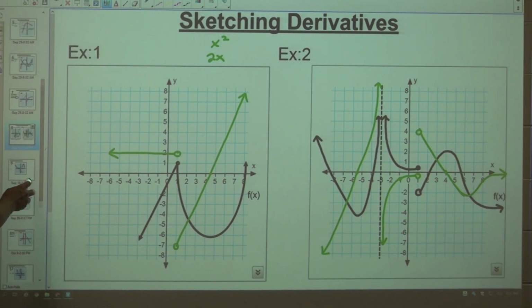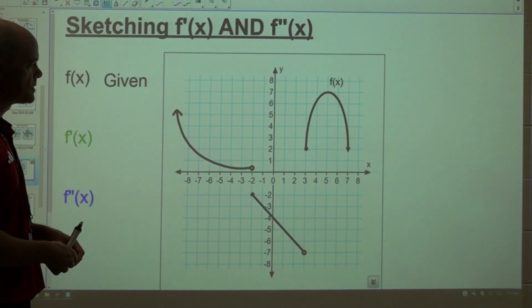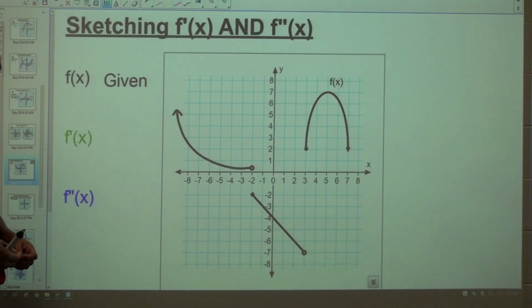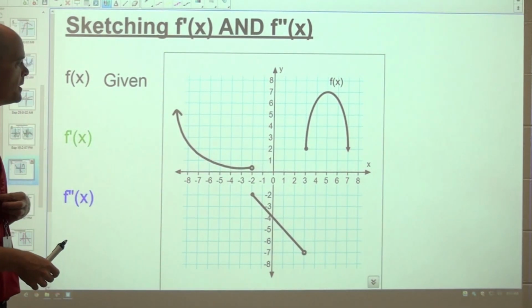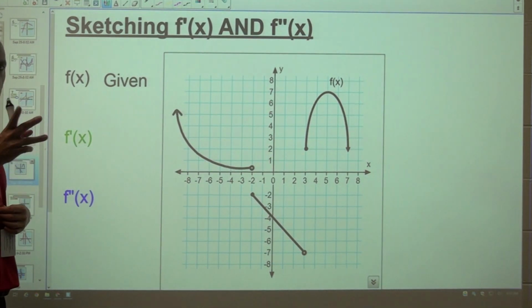So off we go. Again, I want you guys to try both of these on your own. Sketch the first derivative, sketch the second derivative, pause the video, try it, and then come back and you guys can watch my tutorial. Here's my pretty little mug right there. You guys are going to miss me tomorrow. All right. 3, 2, 1, pause.